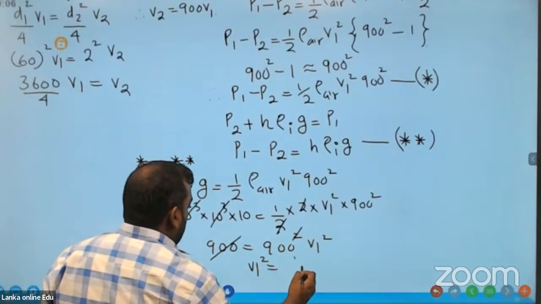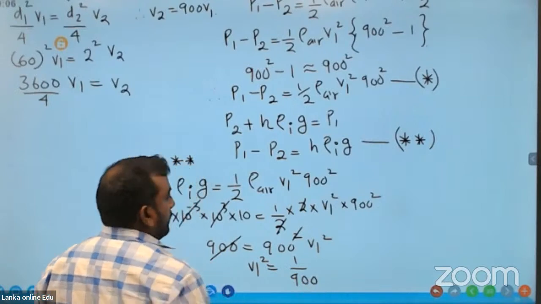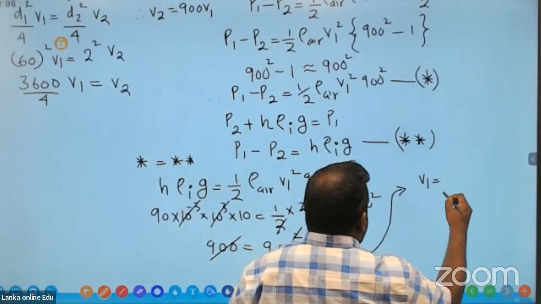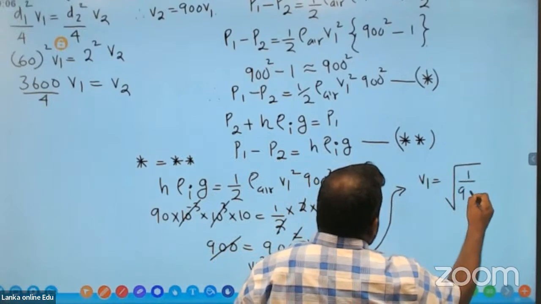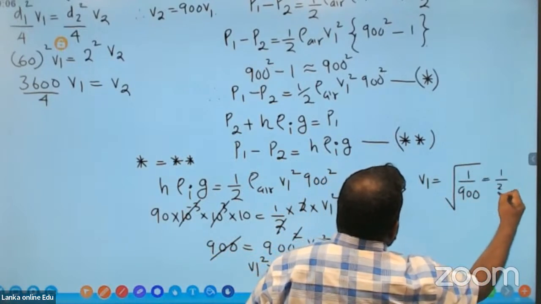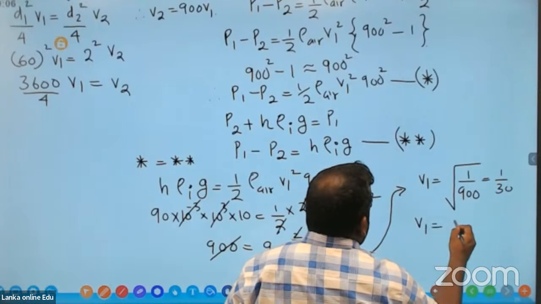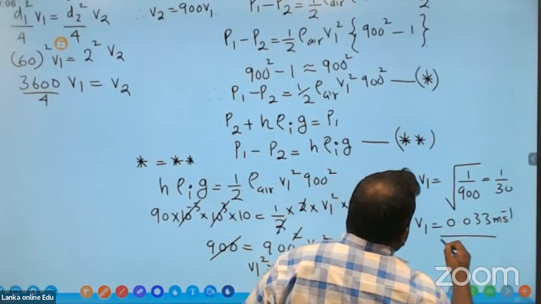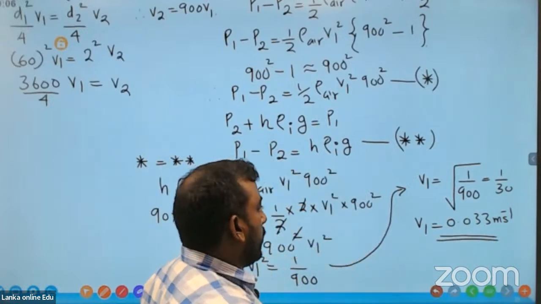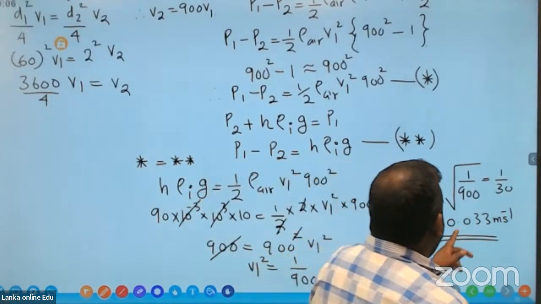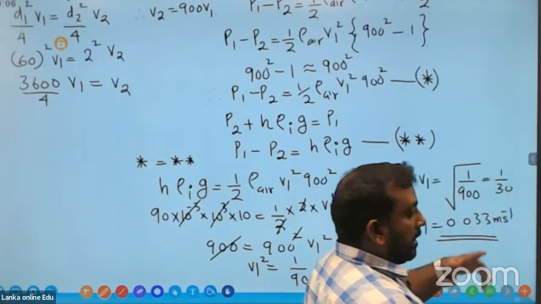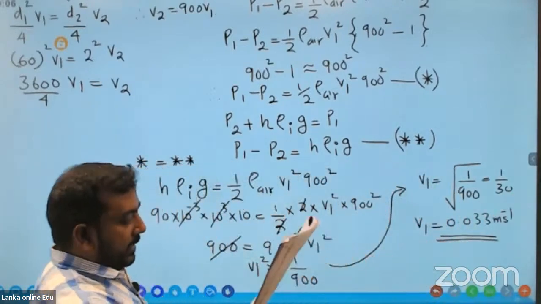V1 squared is equal to 1 over 900. From this you can simplify and say V1 equals square root of 1 over 900. That is going to be 1 over 30. V1 is 0.033 meters per second. For 1 over 30, 0, for 10 we don't have, for 100 we have 3, and for 100 again we have 3, a recurring number. 0.033 meters per second.